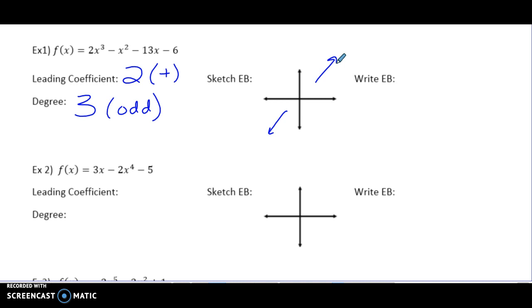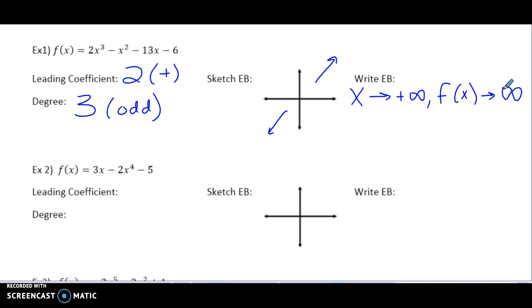Now we have to write it our fancy way. End behavior. This is how we write our end behavior. As x goes to the right, I'll say positive infinity. You don't technically have to write a positive. f of x approaches what? As x goes to the right, as we go further right on our graph, what's happening to my output values? Do f of x because it's a function of x.